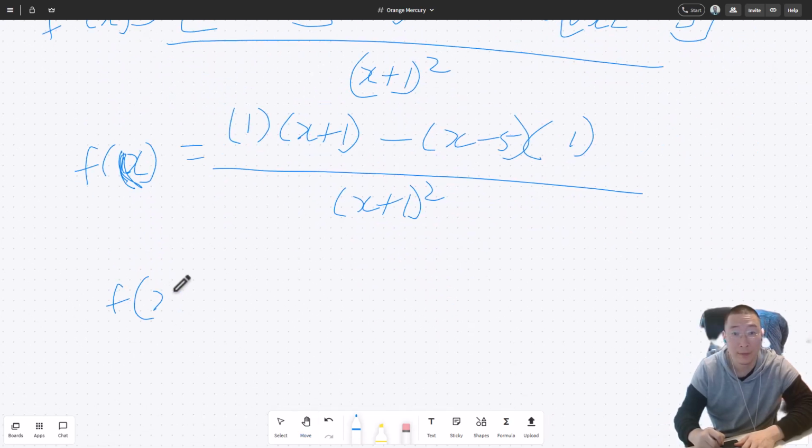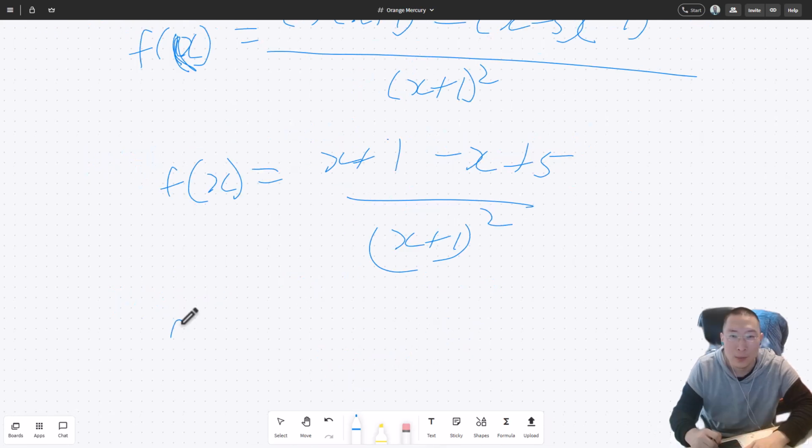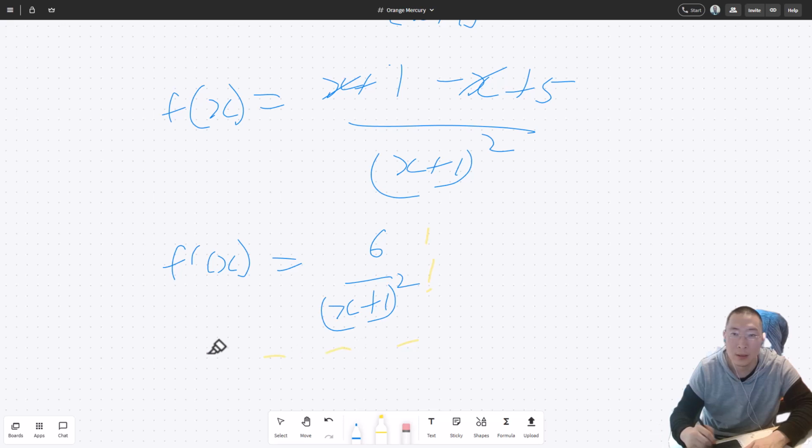We're getting closer to the answer here. We've got a few more steps left. So that will be x plus 1 minus x plus 5 all over x plus 1 squared. So we have f prime of x is equal to, the x's here cancel out, and we just have 6 at the top and x plus 1 squared. So that is our next answer here.